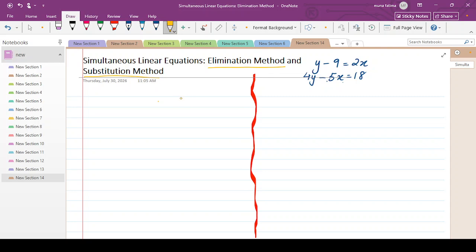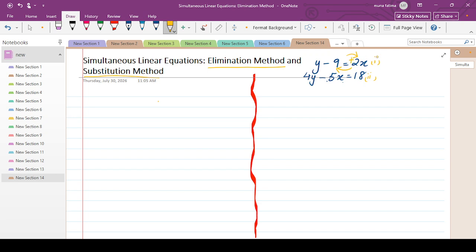But before we start, it is a good idea if you get the variables on one side and the constants on the other. I'm going to do it for the first equation. The second one is fine. It is just for the sake of convenience. I am also going to switch this 2x to this side at the same time.